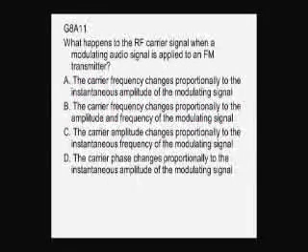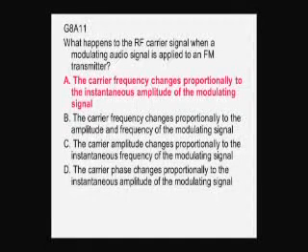What happens to the RF carrier signal when a modulating audio signal is applied to an FM transmitter? The carrier frequency changes proportionally to the instantaneous amplitude of the modulating signal. Now, a couple of clues here in analyzing the answers. What happens to the carrier when a modulating signal is applied to an FM transmitter? The amplitude is not going to change. The phase is not going to change. So you can eliminate those two answers, which leaves you only with these.